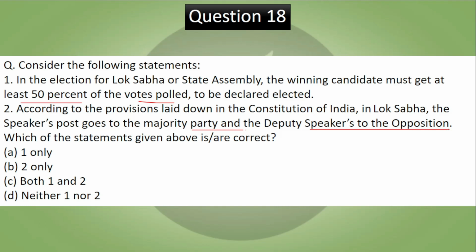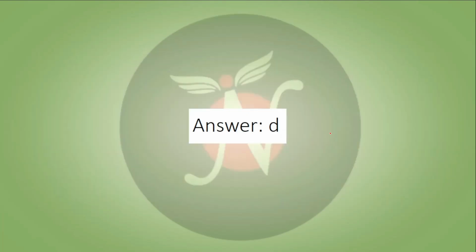So your correct answer to this is D. It is a very extreme statement. It is not the condition that 50% votes are needed to be declared elected. And the second one, these are not laid down in the Constitution, that the Speaker goes to the majority or the Deputy Speaker goes to the opposition. The post of the Deputy Speaker can go to the opposition, the majority party, or any other person as well. So your answer is D, who is a member of the House or Lok Sabha.